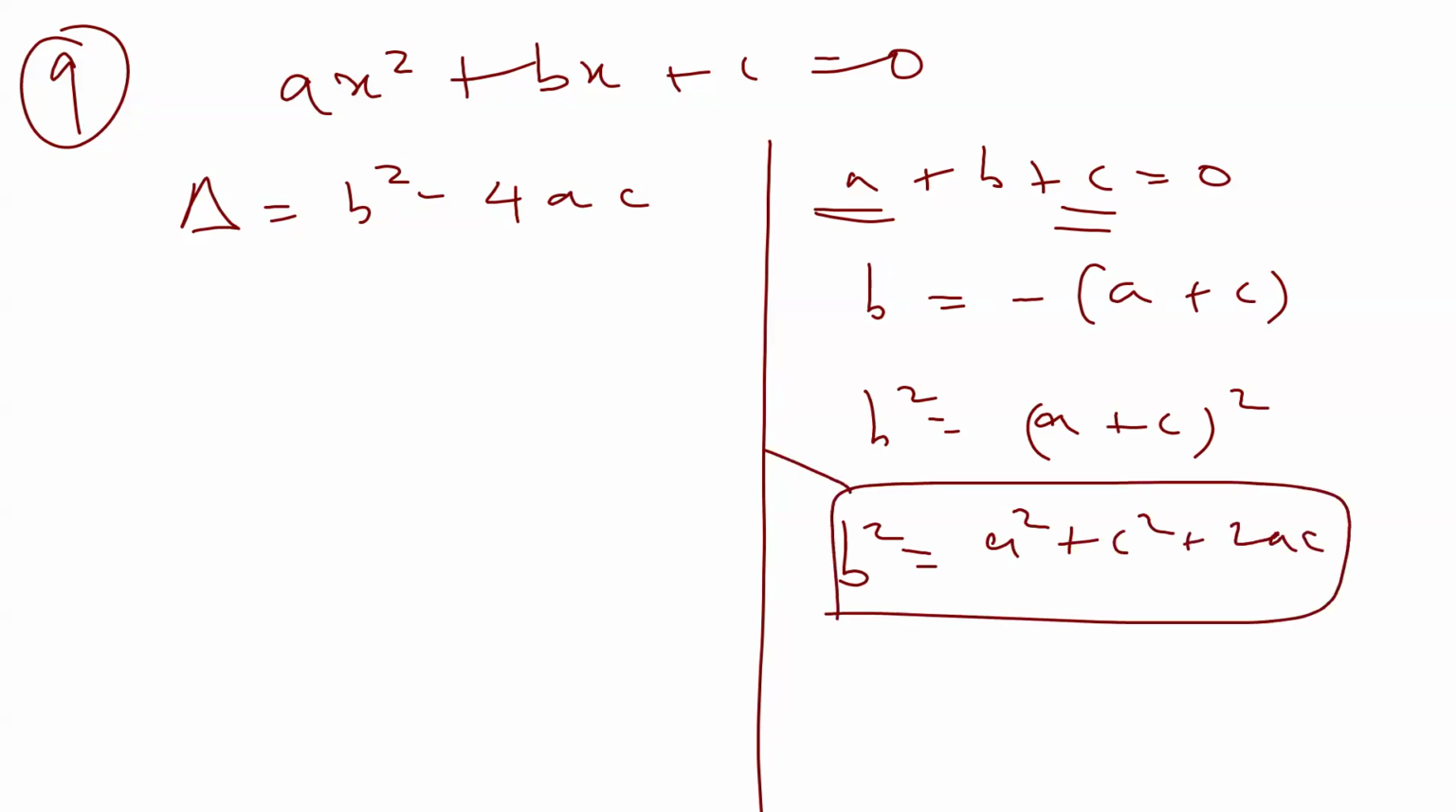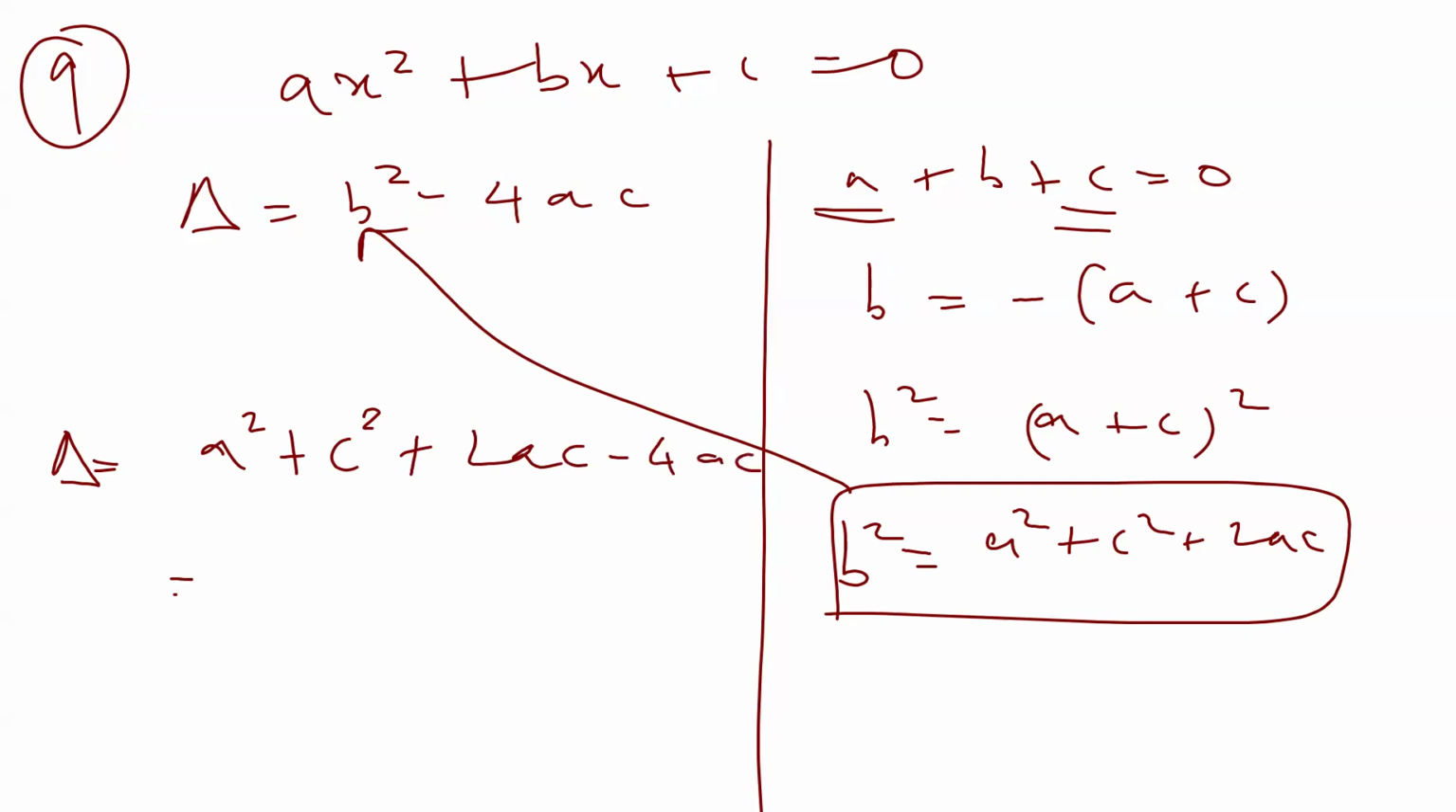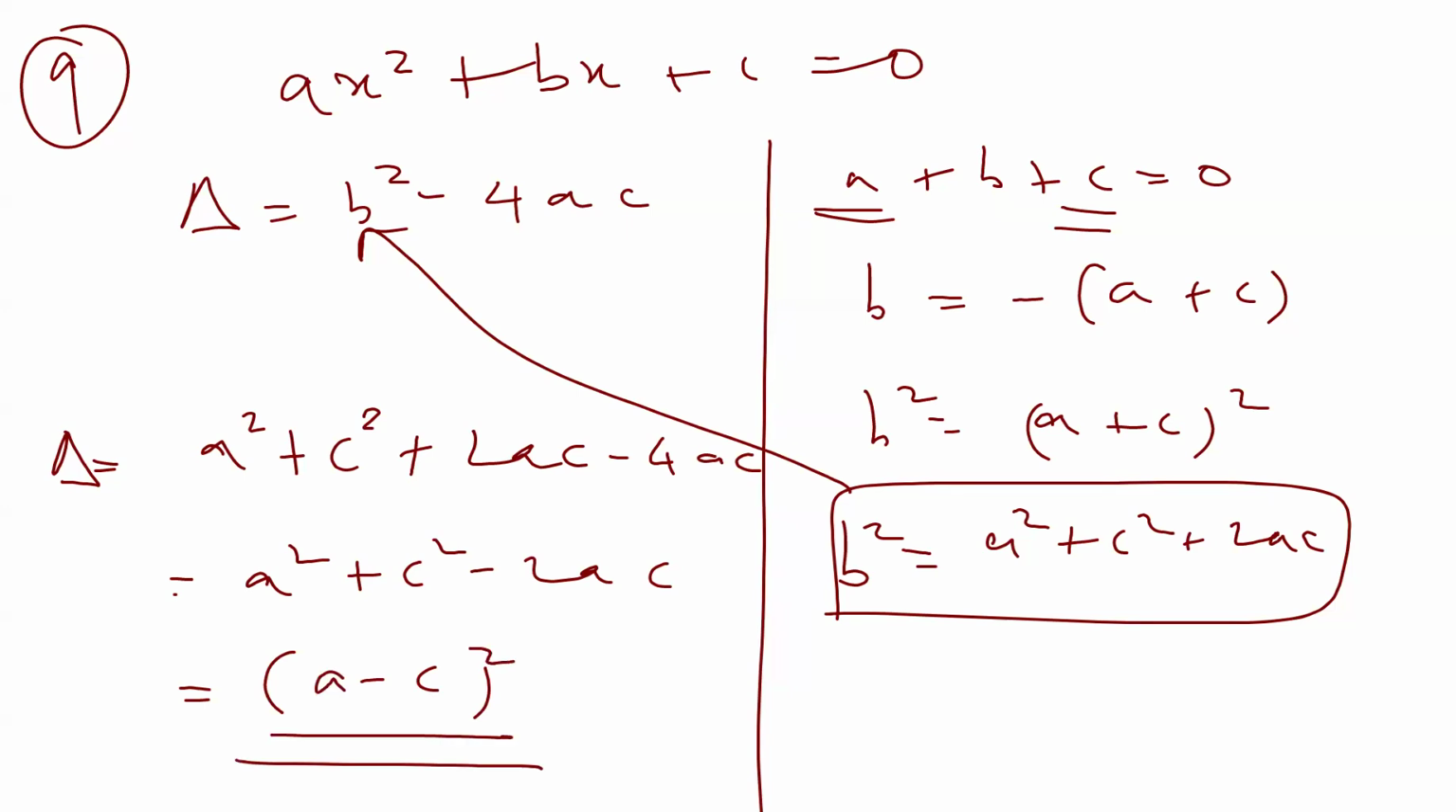Now this value we are going to put over here. So delta is equal to a² plus c² plus 2ac minus 4ac. So a² plus c² minus 2ac. (a minus c) the whole square. Now this is greater than or equal to 0. Square is always positive. But if a and c are equal, then in that case, it will be real and equal.